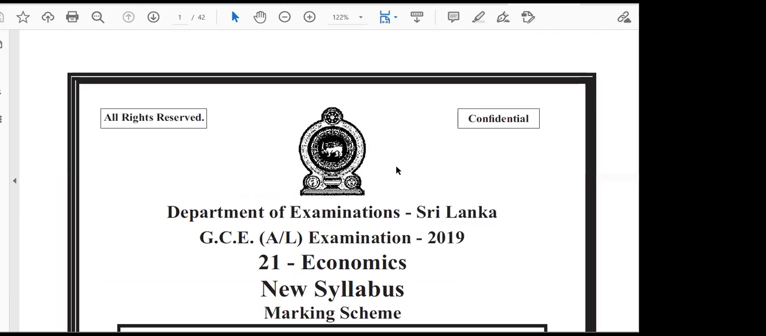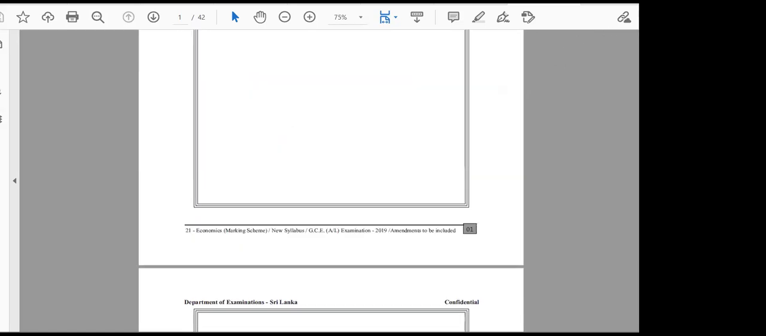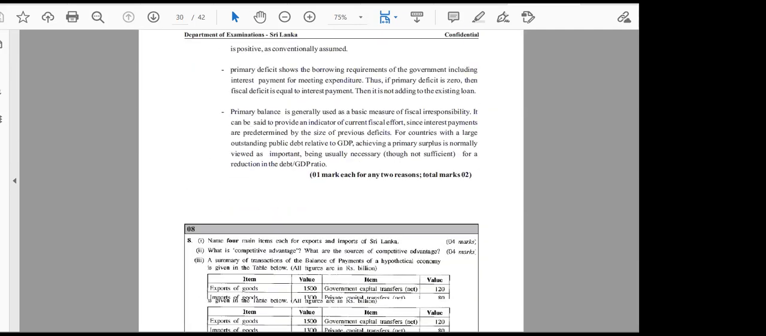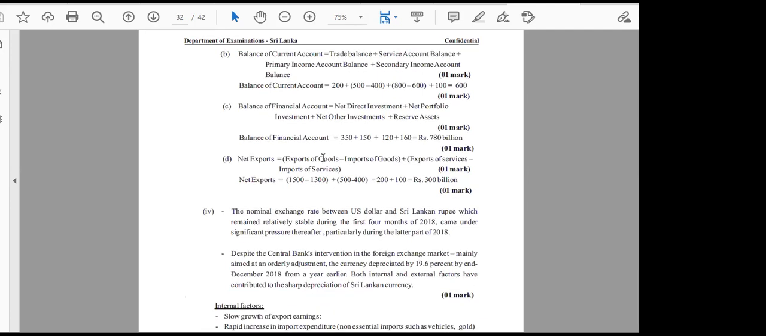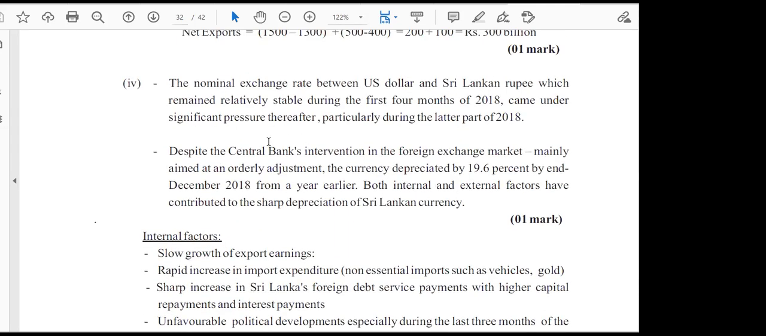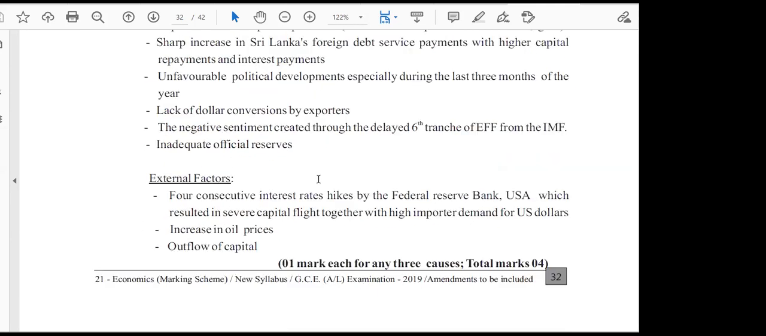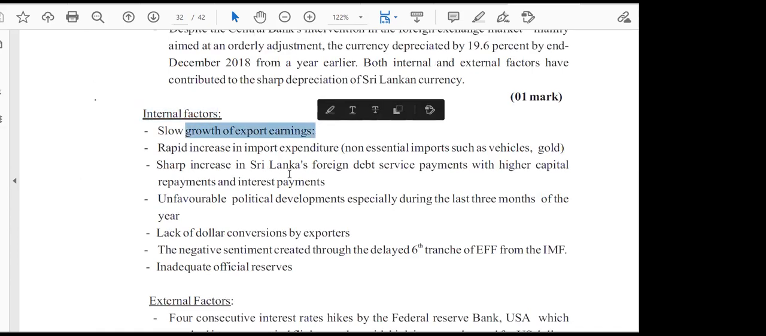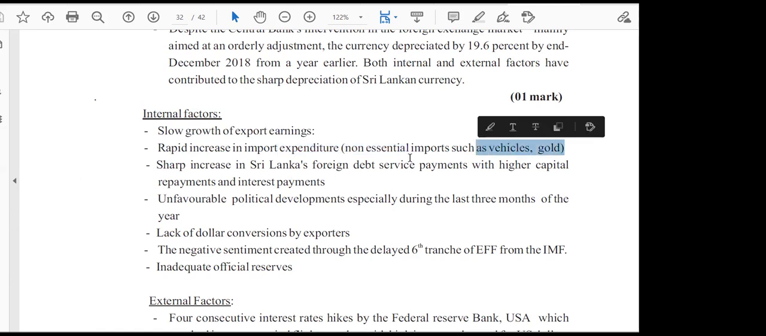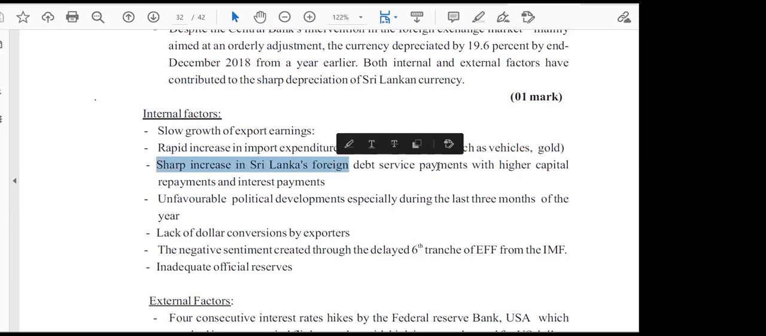Okay, this is the original marking scheme, 2019 question 8. Here they have given you internal factors and external factors, right? See, slow growth of export earnings, rapid increase in import expenditure, things like vehicles and stuff. We have imported a lot. Then here, sharp increase in the foreign debt service. Remember, I told you maybe we would have repaid a lot of debts. That would have been a factor.